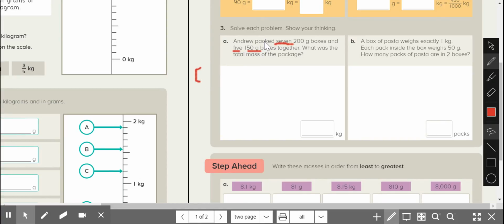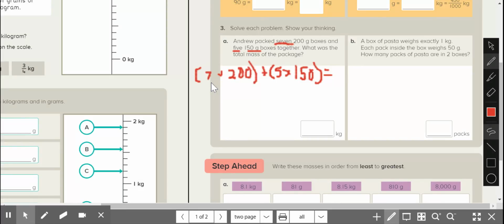We're going to start with the first part. We have 7 boxes, 7 200-gram boxes. So we're going to take 7 times 200, and then we're going to add 5 150. I'm going to use parentheses again. 5 times 150 gram boxes.